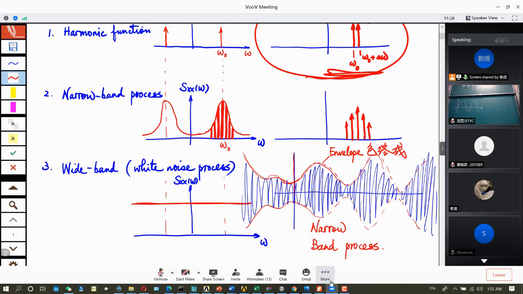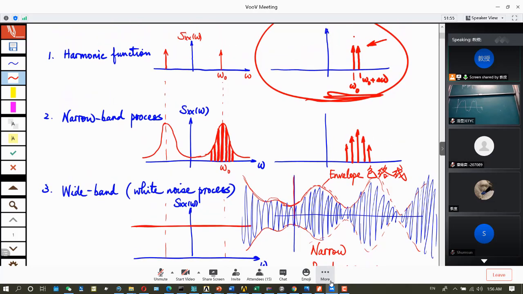And then you have a sort of a cosine function, harmonic function inside. Okay, so this would be a typical realization of a narrowband process. Okay, is that clear?